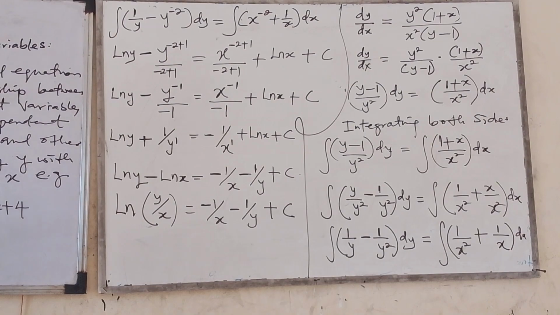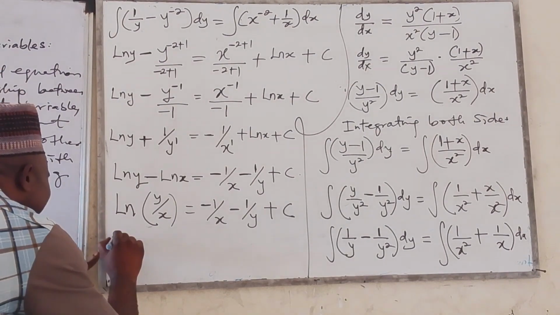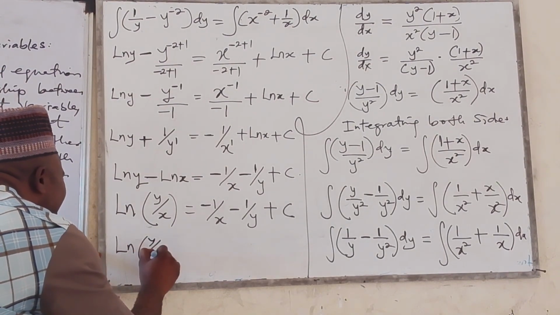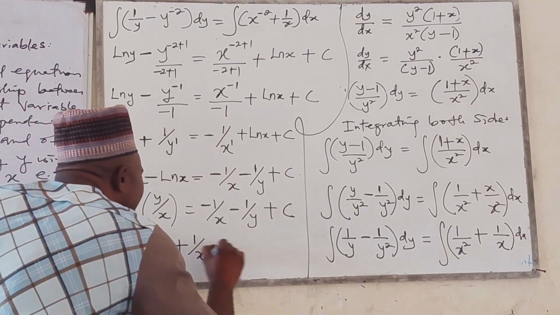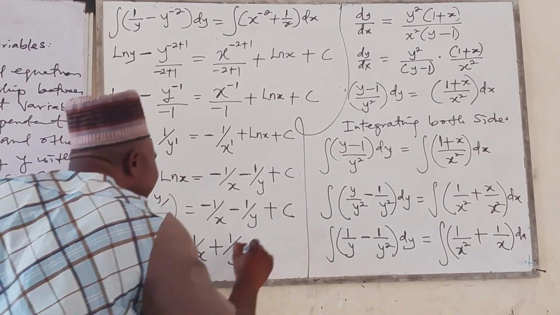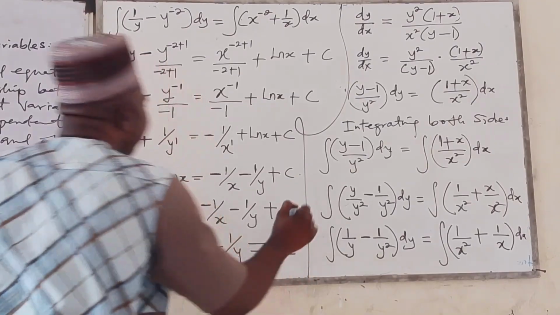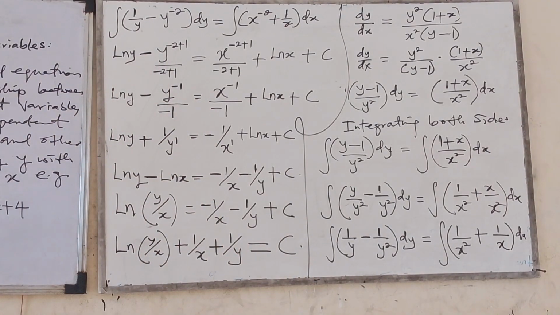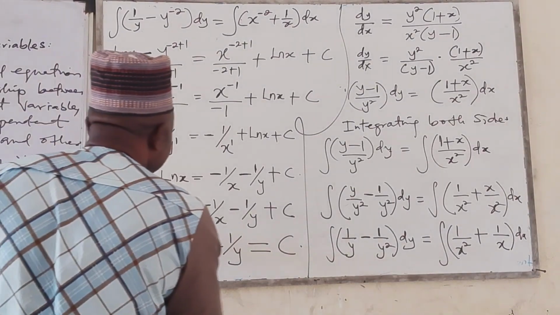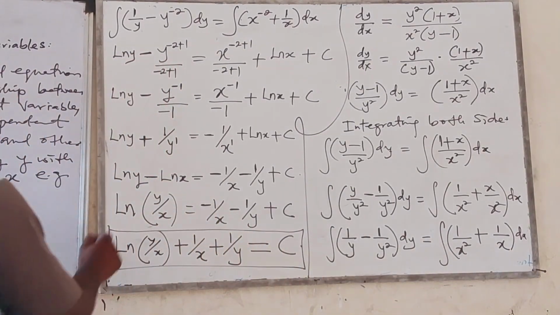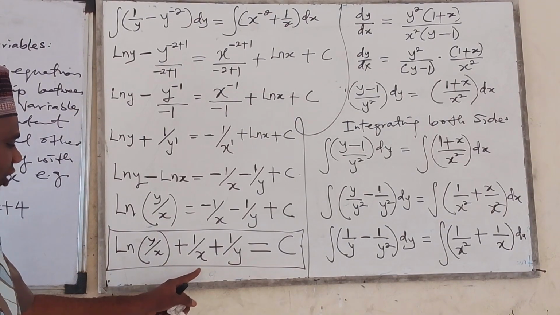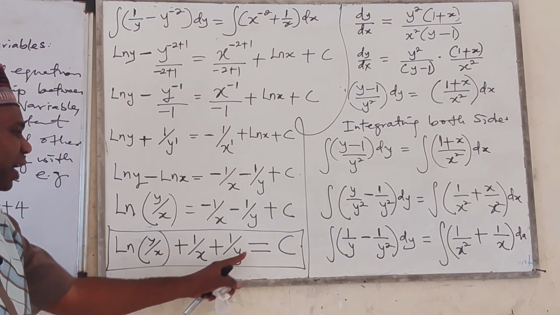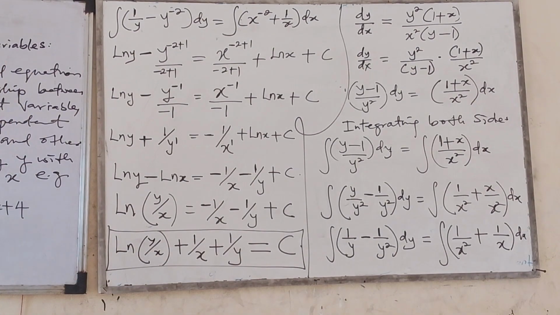So it therefore means that we can express this as ln of y all over x plus 1 all over x plus 1 all over y is equal to c. So this is the solution to this particular question. So the value of our c is equal to the whole of this, that is ln of y all over x plus 1 all over x plus 1 all over y is equal to c. So that's question number 1.